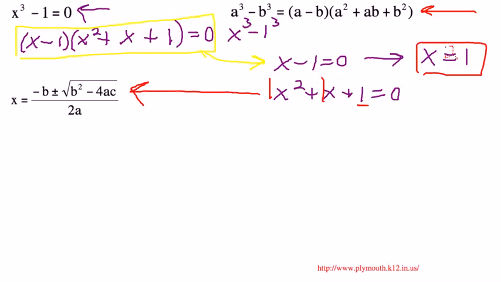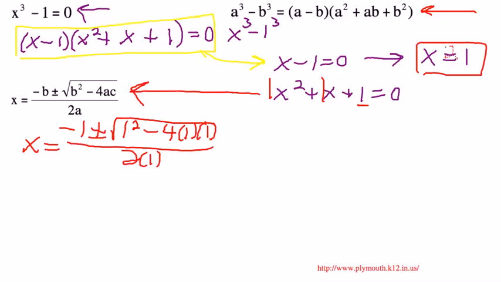So I have negative b, or in this problem, negative 1, plus or minus square root of b squared, which is 1 squared, minus 4 times a times c, over 2a. And a, b, and c in this problem are all three of them 1. And then I just simplify. So I have negative 1 plus or minus square root of, well, I've got 1 minus 4, so that's going to be negative 3, over 2.